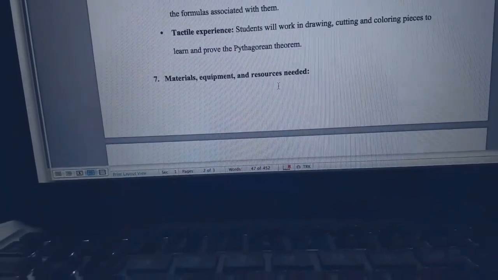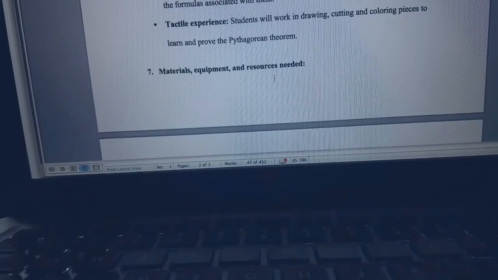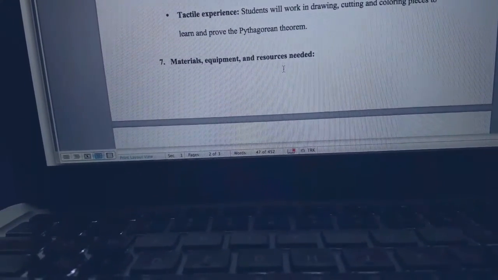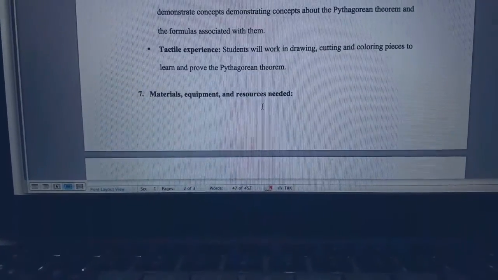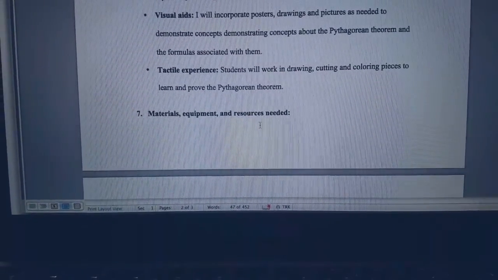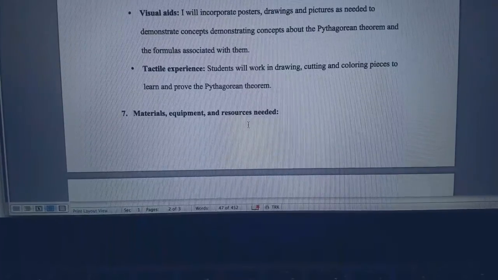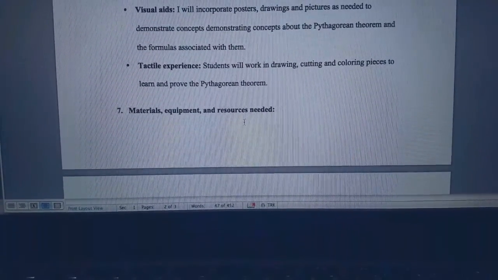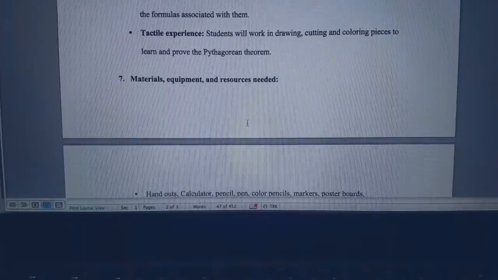Visual aids: I will incorporate examples and drawings of what I expect from them and the assignment. Tactile experience: students will work in drawing, cutting, and coloring pieces to learn and prove the Pythagorean theorem.